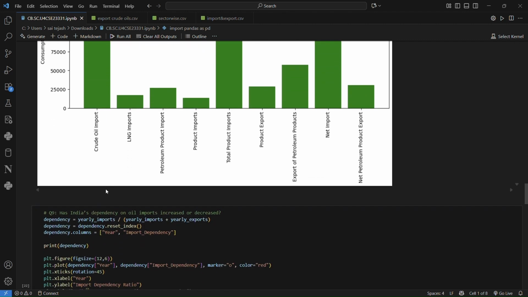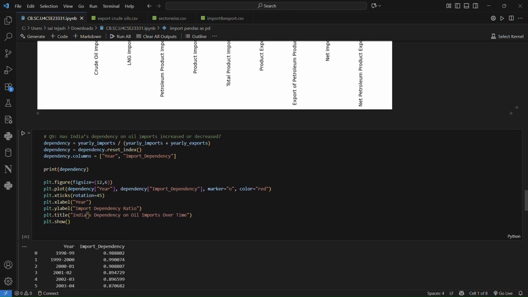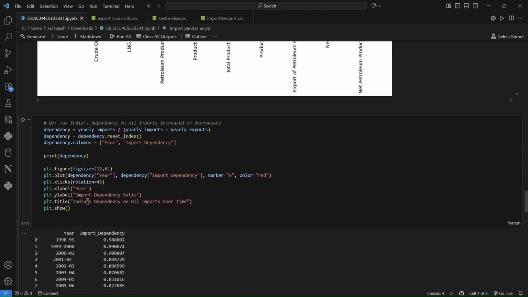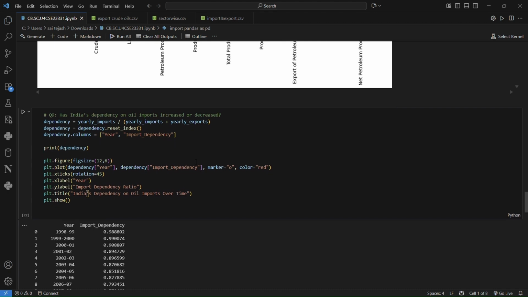And the next question is the 9th one. Has India's dependency on oil imports increased or decreased? Here I calculated the import dependency ratio. This ratio is simply imports divided by the sum of imports and exports for each year. The higher this ratio, the more dependent India is on imported oil. I computed the dependency ratio for each year and plotted it in a line chart.